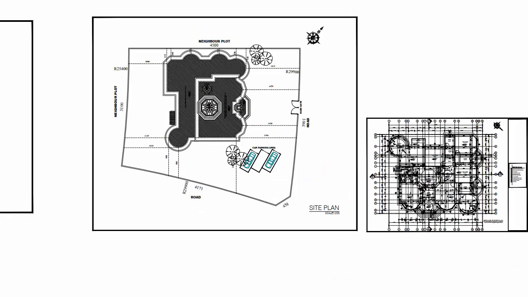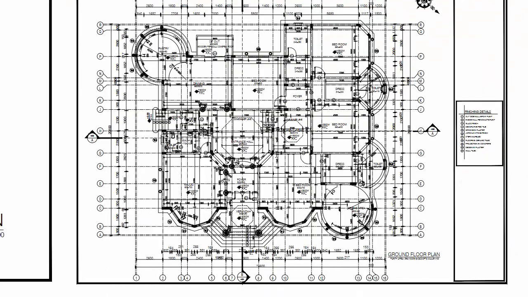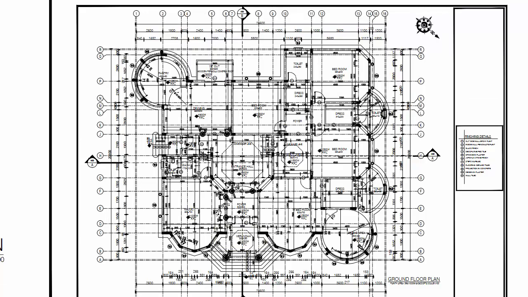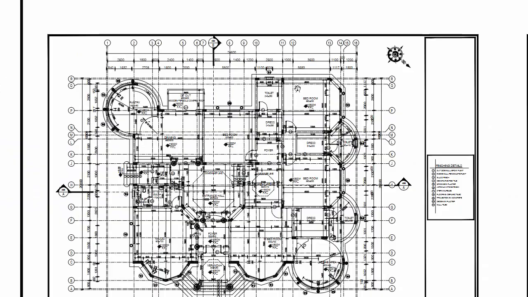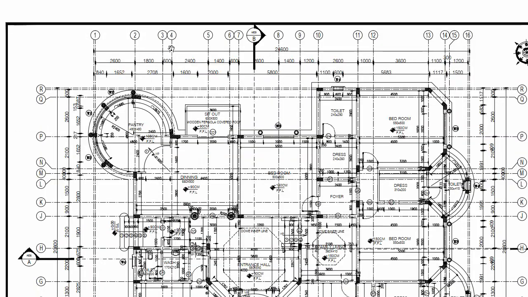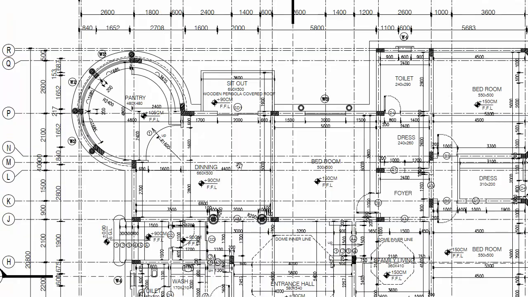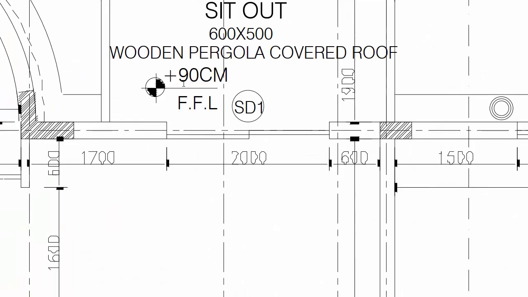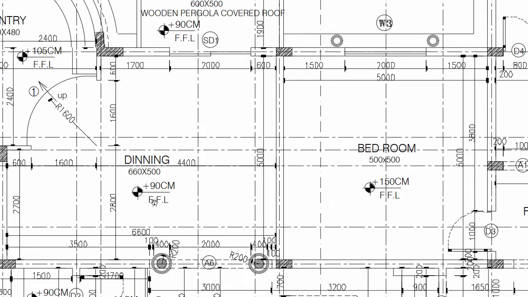Moving on, you have the ground floor plan. You have to create the ground floor plan in this way. You have to put the columns. If you are dealing with columns and beams, you have to add the column axis. So these are the column axes, as you can see, 1, 2, 3. Here we have the columns, and here you have the level, finished floor level 90 centimeters.